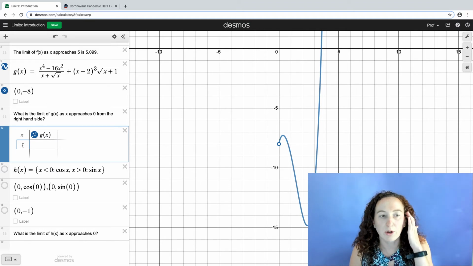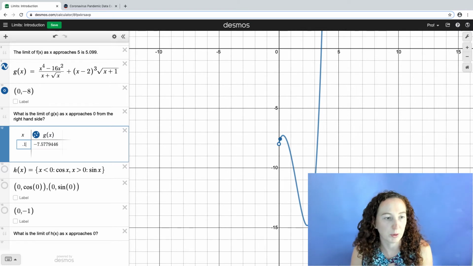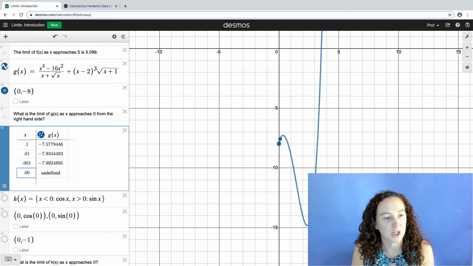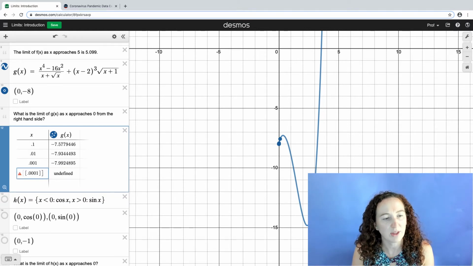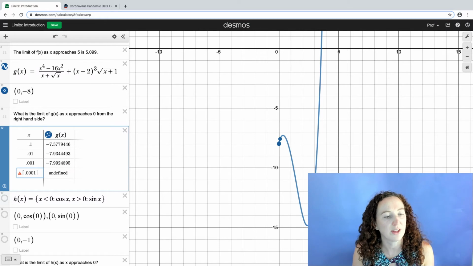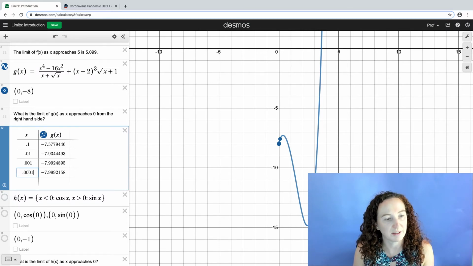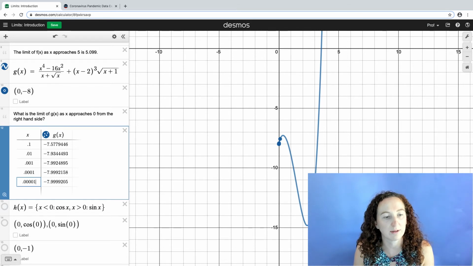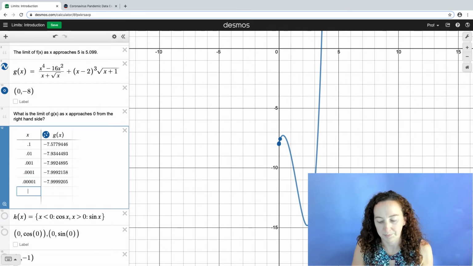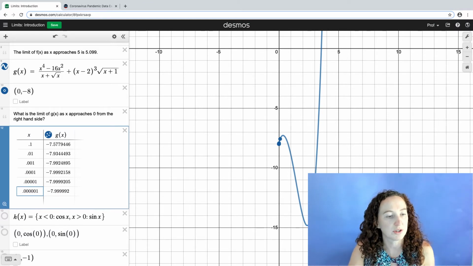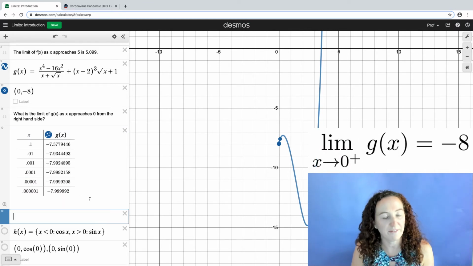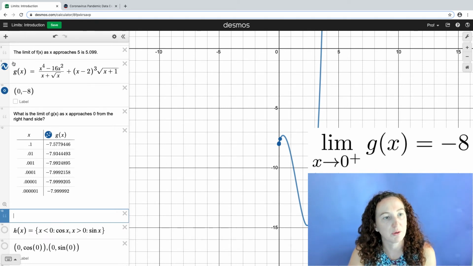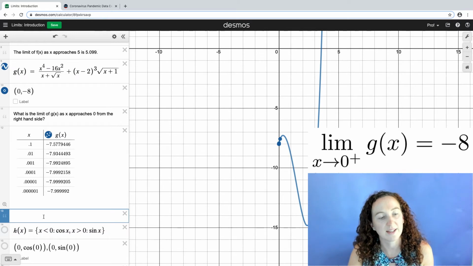So let's go ahead and pick a value close to 0. I'm going to choose 0.1. And I'm going to keep getting closer and closer by an order of magnitude each time. And notice that I am never putting in 0. I can't put in the value. I can only get close to it. And what you see is as I get closer and closer and closer to 0, that my limit of my function as x approaches 0 from the right-hand side is -8.